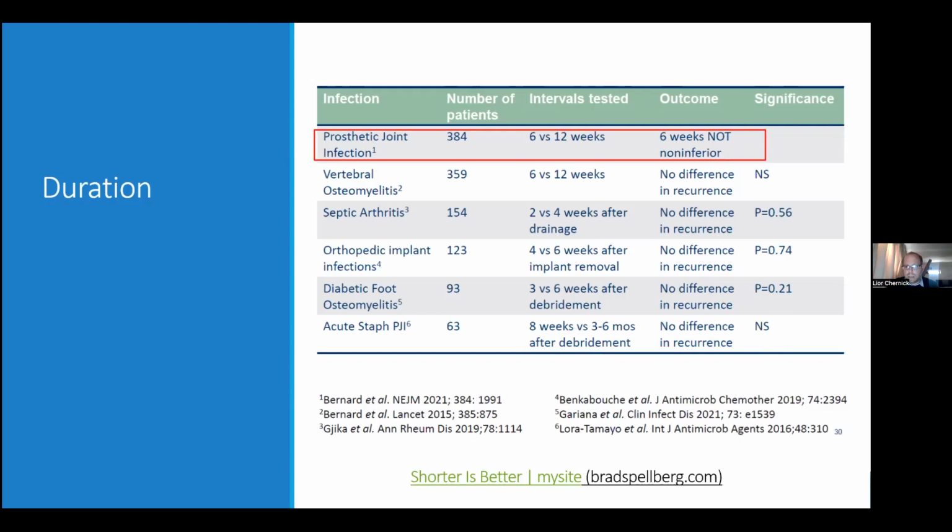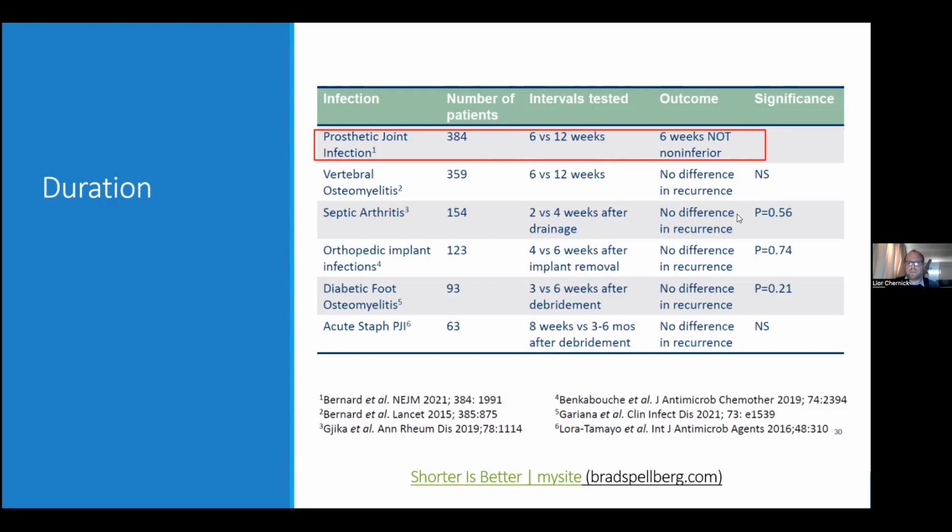So the one exception I'm just going to mention is prosthetic joint infection, where 6 versus 12 weeks, 6 weeks was found to be not non-inferior. So in a prosthetic joint infection, and this was across a somewhat heterogeneous population in terms of surgical strategy, about 40% had retention of prosthesis. So there was washout and debridement, but no removal of hardware in 40% of these patients.